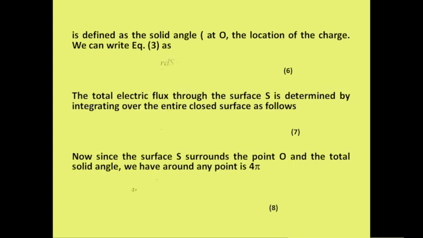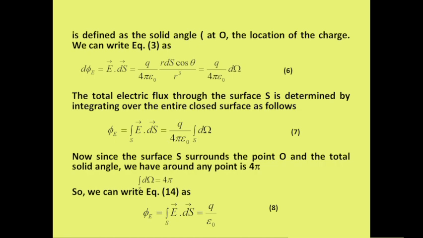So here the solid angle is defined at origin O, the location of the charge. Then, as we have earlier written equation 3 for flux, in that you have to substitute r ds cos theta divided by r cube by solid angle d omega. So we will get equation 6: Q divided by 4 pi epsilon naught d omega.